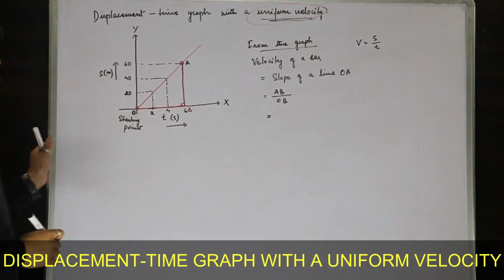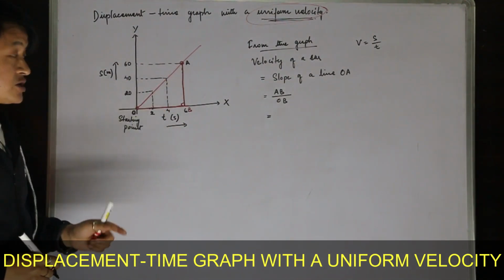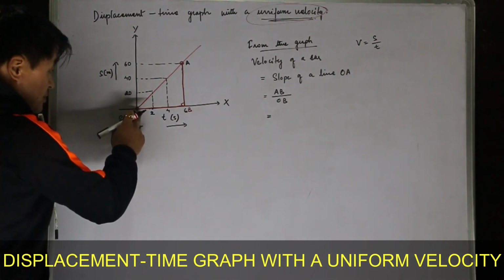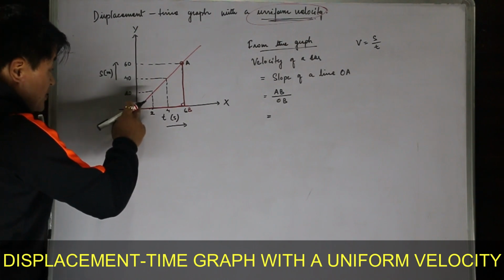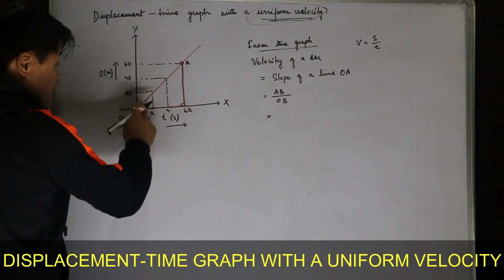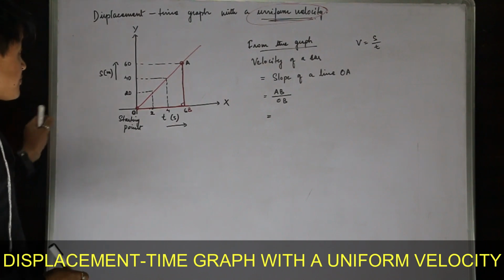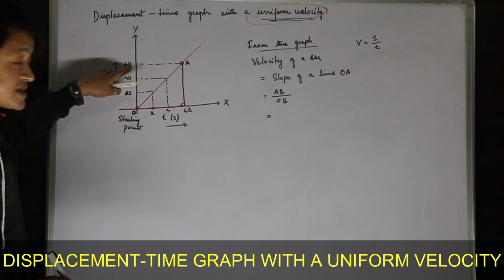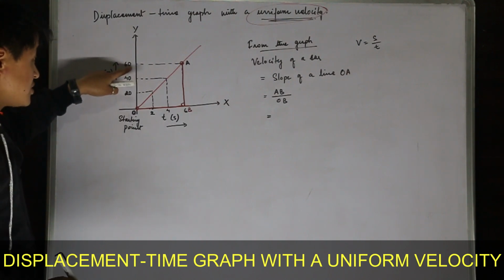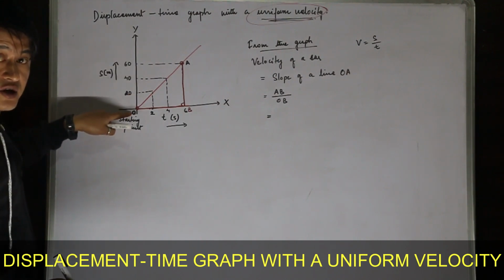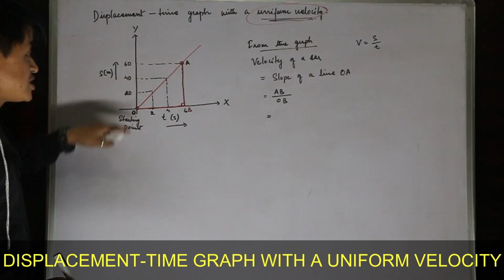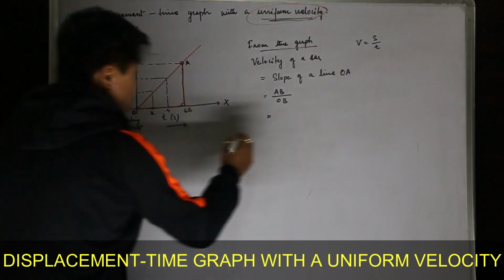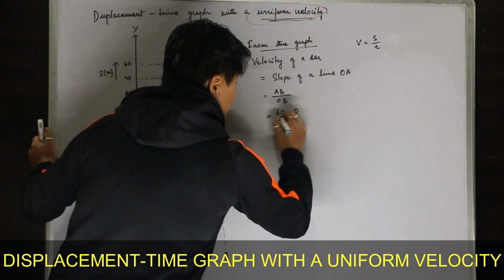AB is the displacement here. How much is the displacement? So here we just have to find the displacement covered by the body moving from O to A. From O to A, what is the displacement? At position A, the final displacement of the body is 60 meter. Initially it was at 0 meter. So the difference of these two displacements will give you the total displacement from O to A. So this will be 60 minus 0.